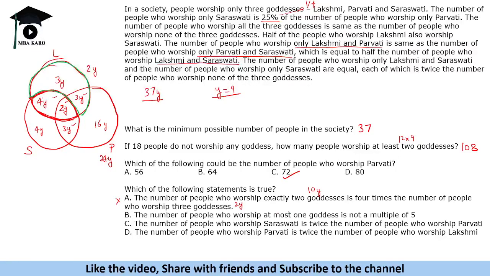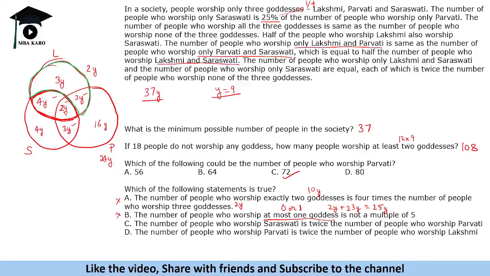The number of people who worship at most one goddess is not a multiple of 5. At most one goddess means 0 or one goddess. So no goddess, it is 2y. And if we talk about one goddess, that is 7, 16, 23. So we get the number as 25y. So whatever be the value of y, it will be a multiple of 5. So this again is incorrect.